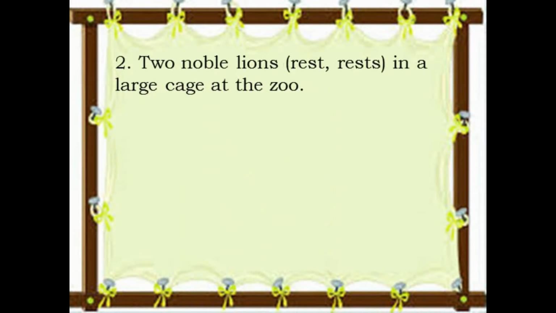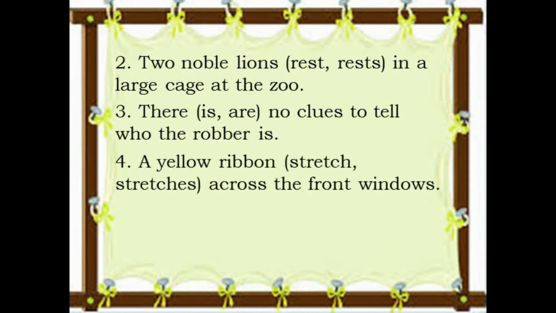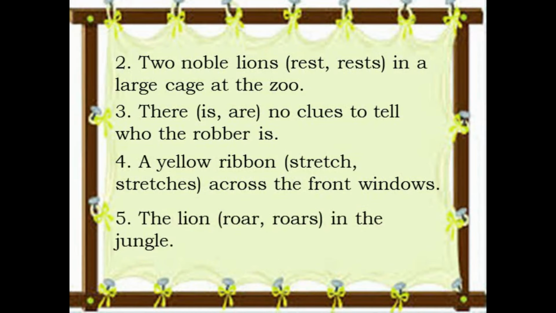Okay, answer number 2. Two noble lions rest in a large cage at the zoo. Number 3. There are no clues to tell who the robber is. 4. A yellow ribbon stretches across the front windows. 5. The lion roars in the jungle.